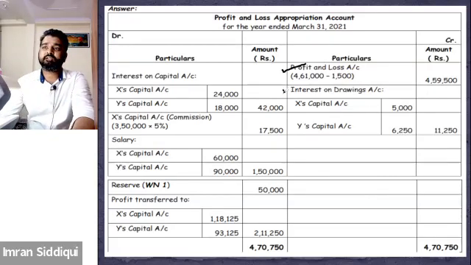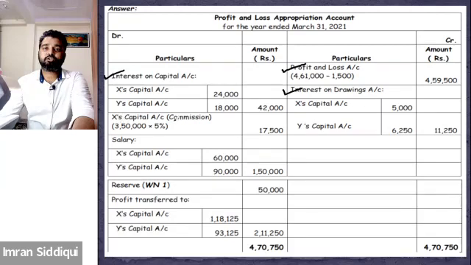Then there will be interest on drawing. X's interest on drawing will be 5,000 and Y's will be 6,250. And let's talk about interest on capital. So interest on capital will be 24,000 and 18,000. So that means total interest on capital will be 42,000.